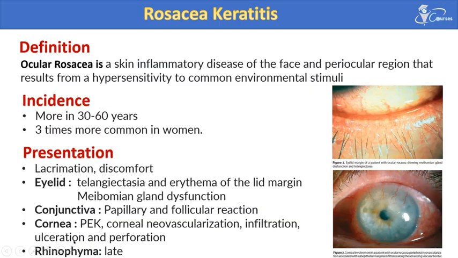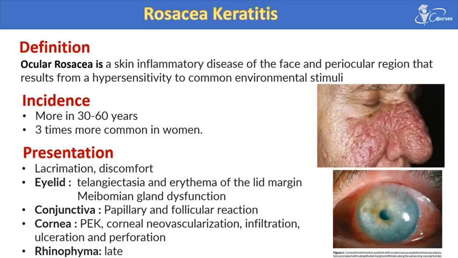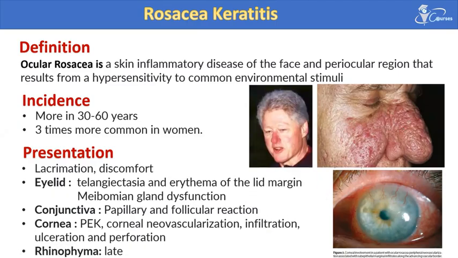Another characteristic feature which happens late in those patients, which is not related to the eye but to the nose: they will show an enlarged, red, hyperemic nose with telangiectatic blood vessels. It is called rhinophyma. This rhinophyma is very characteristic for patients with rosacea keratitis. Remember, this is a disease that happened to Bill Clinton, the former US president. He had rosacea keratitis, or rosacea disease as a general term. So remember, this is the disease of Bill Clinton.